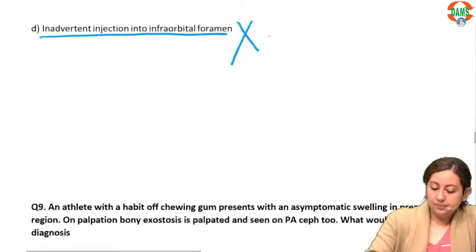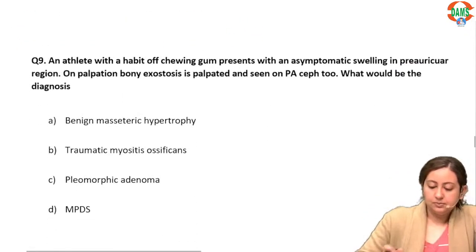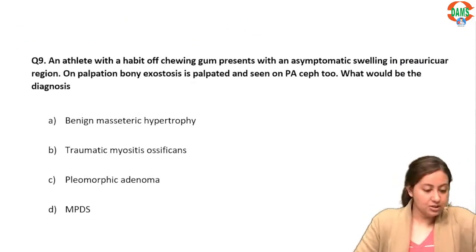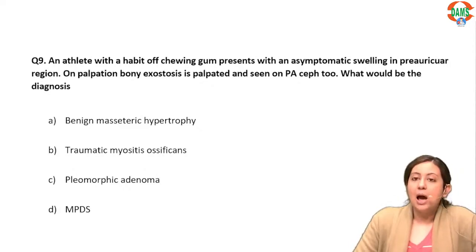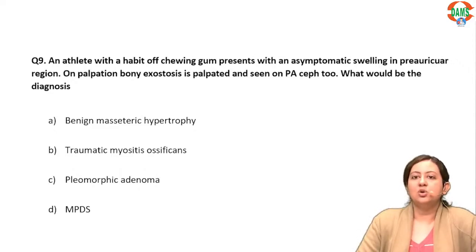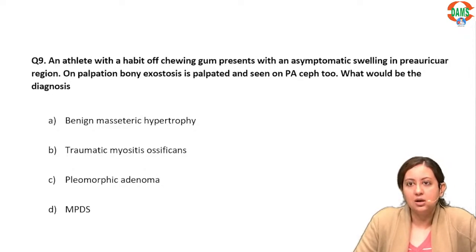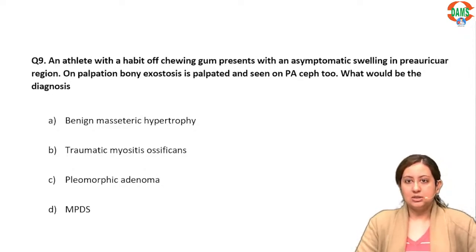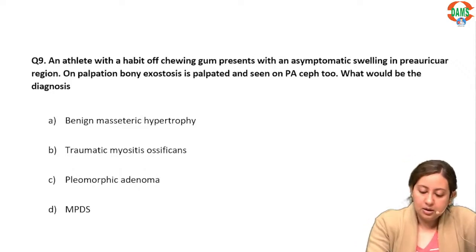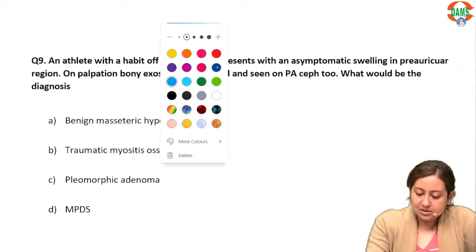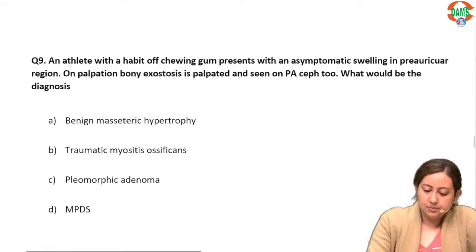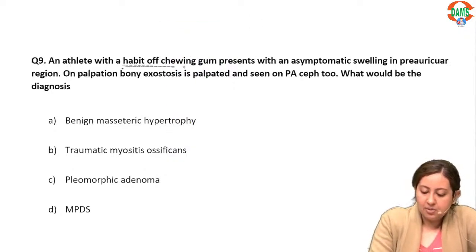All right, now coming on to the next question. An athlete with a habit of chewing gum presents with an asymptomatic swelling in the preauricular region. On palpation, bony exostosis is palpated and seen on a PA cephalogram as well. What would be your diagnosis? All right, now please understand, habit of chewing gum.